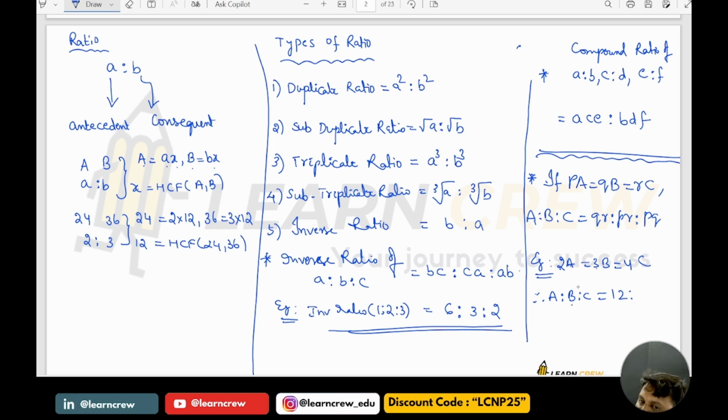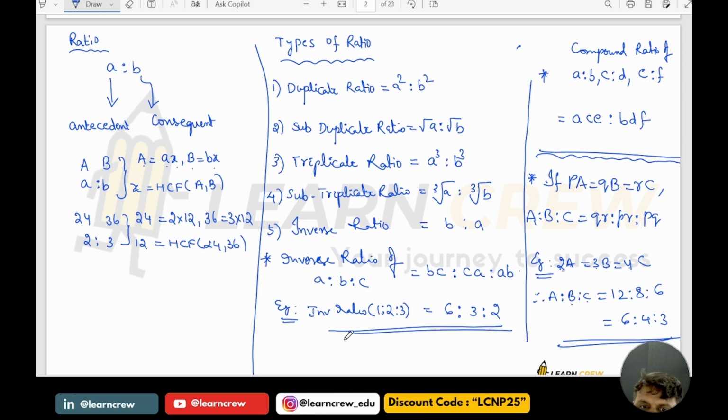Second, you have B. Beside B, you have 3, don't get 3. 2 into 4, 8. Beside C, you have 4 here. You don't get 4, 2 into 3, 6. 12 is to 8 is to 6. Again, cancellation with 2, you will get 6 is to 4 is to 3 as the ratio of A is to B is to C. Okay, so what is the ratio and different types of ratios we have discussed.